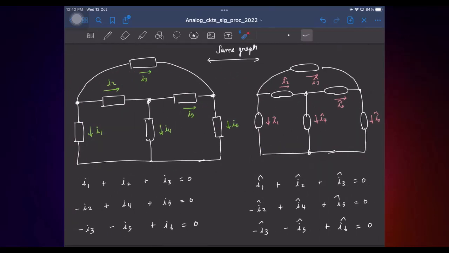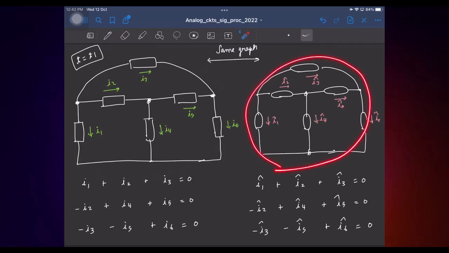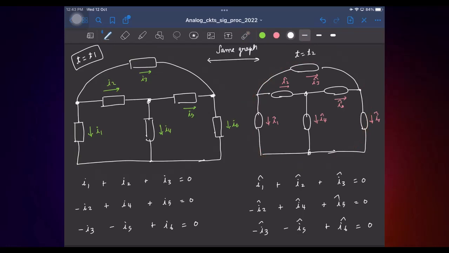Here I assume that the voltages and currents are constant, right? I just wrote V1 I1. But of course, we will have time varying voltages and time varying currents. So let us say I take a snapshot of the voltages and currents in the first network at a time t1, and I take a snapshot of the voltages and currents in the second network at another time t2. KCL and KVL will still be valid at any time instant.